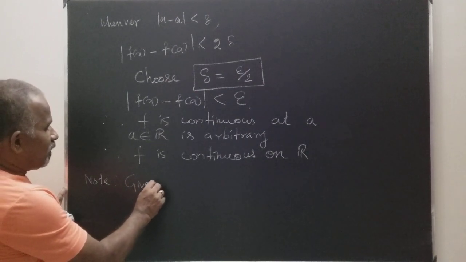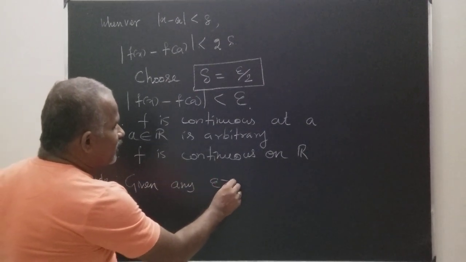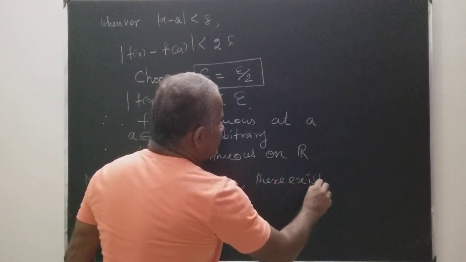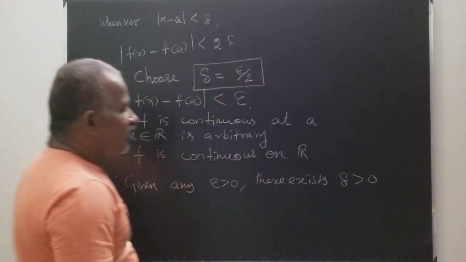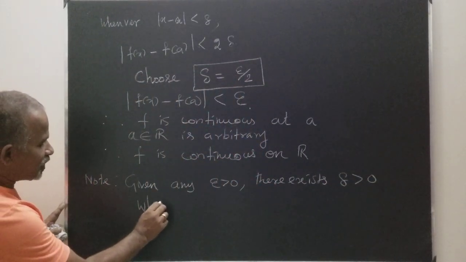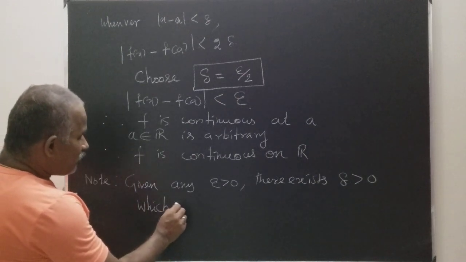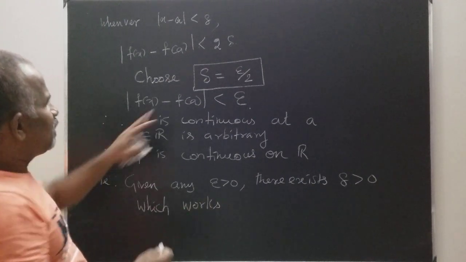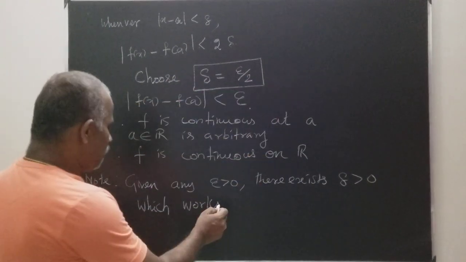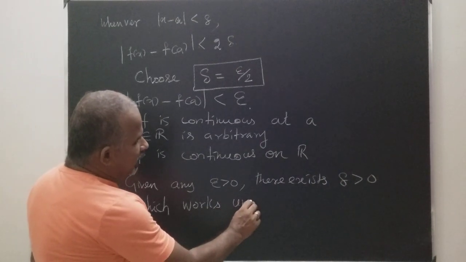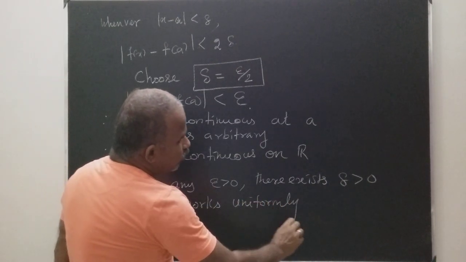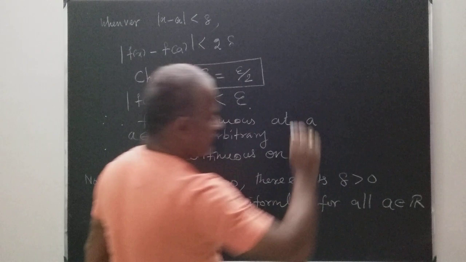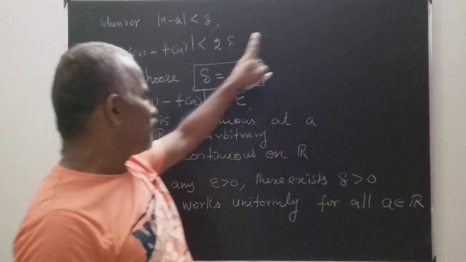Given any epsilon greater than 0, there exists a delta greater than 0. This delta works, this delta will work uniformly for all a belongs to R. Uniformly for all a belongs to R.